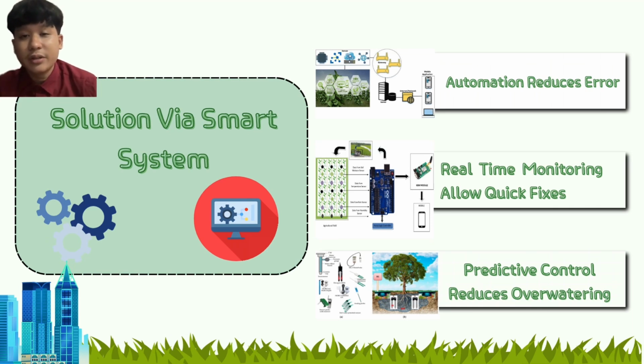The first solution via smart system is automation reduces error. Automated irrigation systems use pre-programmed schedules and parameters to control the watering process. This significantly reduces human error, such as improper timing or uneven water distribution. By automating the process, the system ensures that each plant receives the correct amount of water, leading to more efficient irrigation. Next is real-time monitoring allows a quick fix.